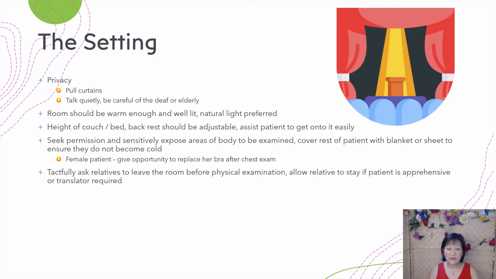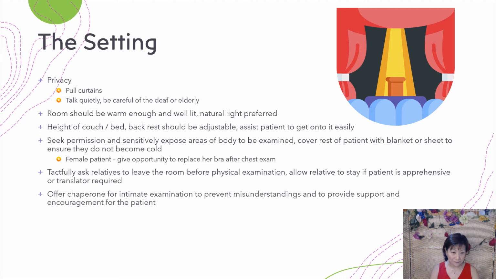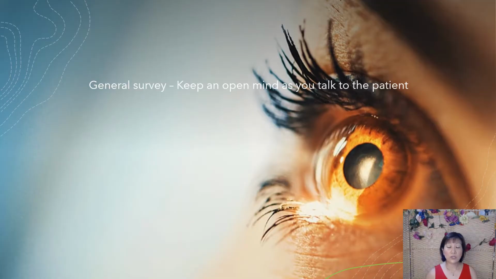Now, tactfully ask relatives to leave the room before physical examination because you don't know whether the patient is sensitive to even their family members seeing them in a relatively undressed state. Allow the relative to stay if the patient is apprehensive or if a translation is required. Offer a chaperone for intimate examination to prevent misunderstanding and to provide support and encouragement for the patient. Now, remember, before you start your physical examination, put all the equipment before you, otherwise you'll be struggling and the poor person will be lying on the bed wondering what's going on, and the impression will be that you are very poorly organized.